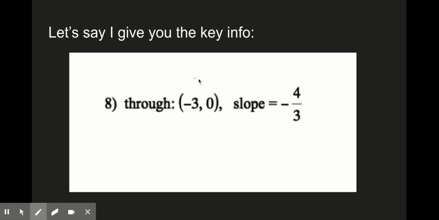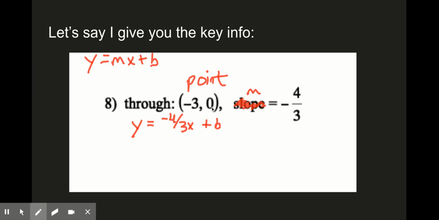So here's the information I'm giving you. I'm giving you a point, and obviously I'm giving you the slope, otherwise known as m, from that y equals mx plus b. So what I would suggest is fill in what you know. All right, so guess what this equation is going to look like? Y equals negative 4/3 x plus some constant value, otherwise known as the y-intercept, at the end. Well, how do I figure it out?